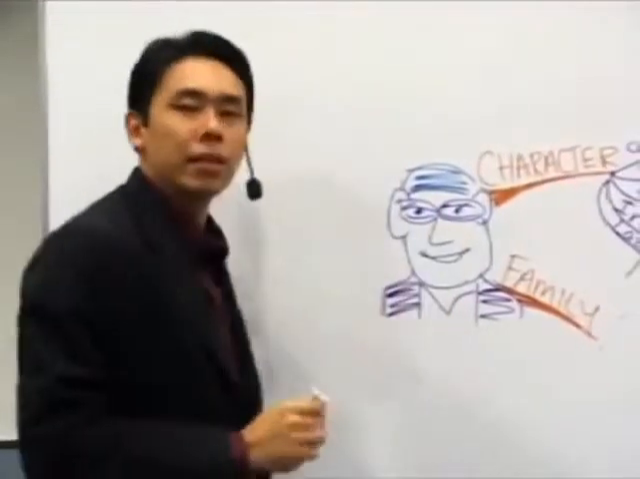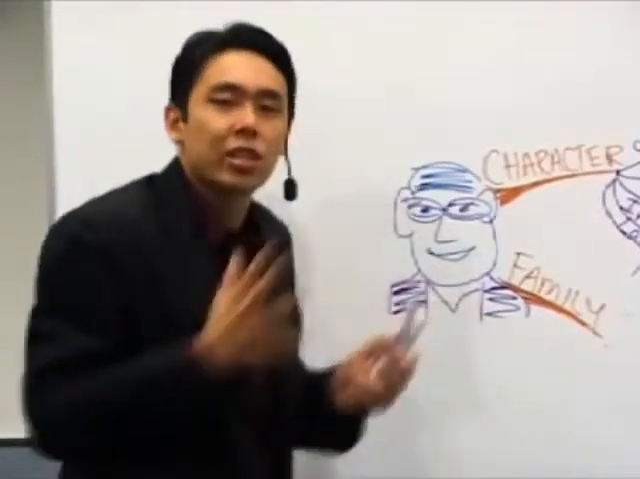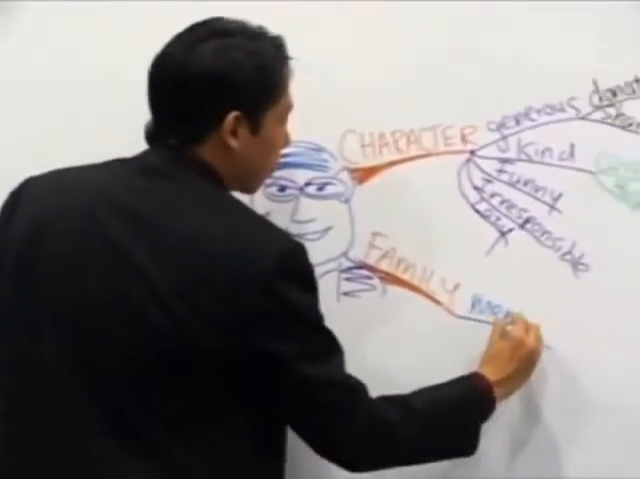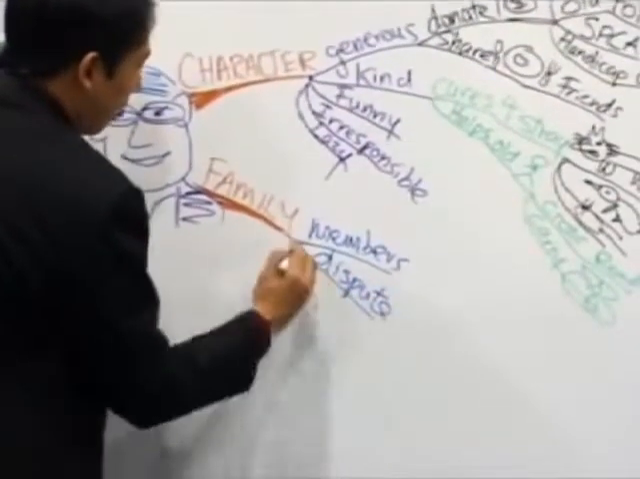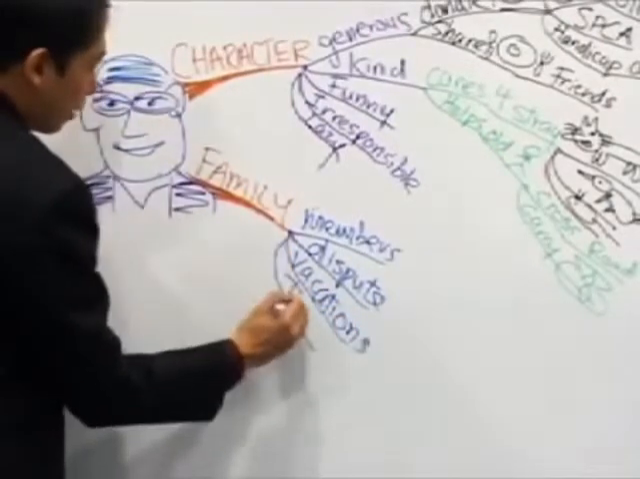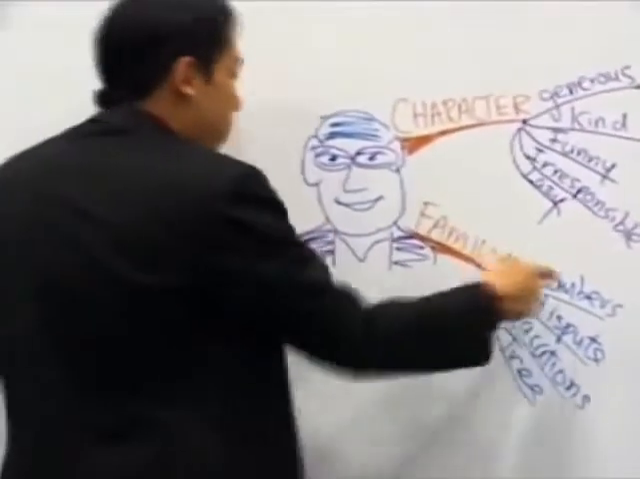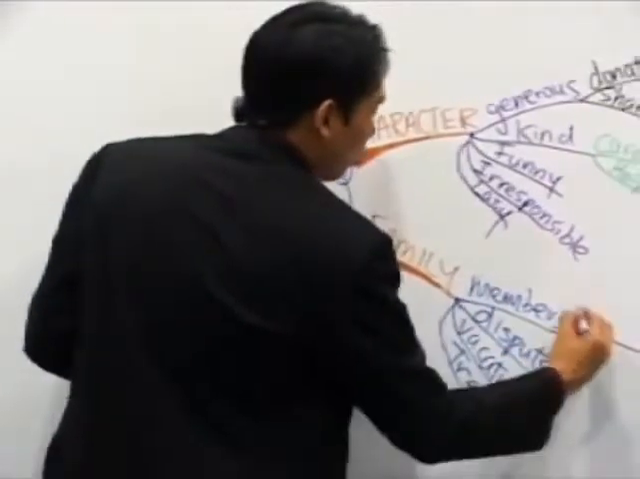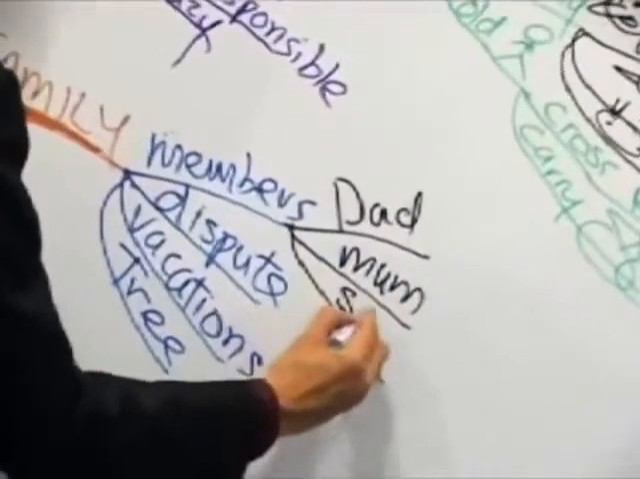Okay, so under family, you can put down the main points, right? Now, there's so many things to talk about Johnny's family, but again, you could subsection it to certain categories. For example, under family, you could talk about family members, family disputes, family vacations, family tree, right? These are all possible major main points. So again, under family members, could you further branch it up? Yeah, could further branch out members into dad, into mom, into sis, right?